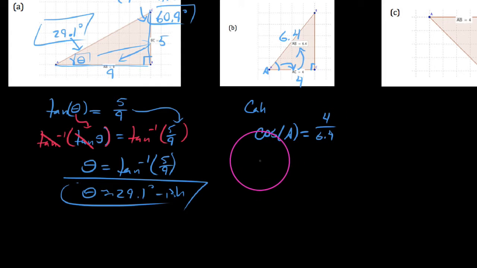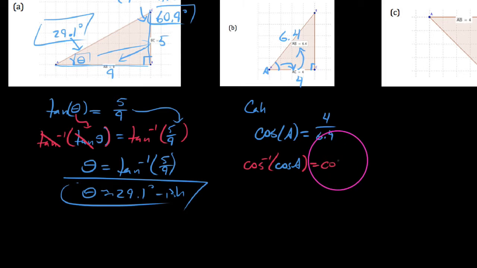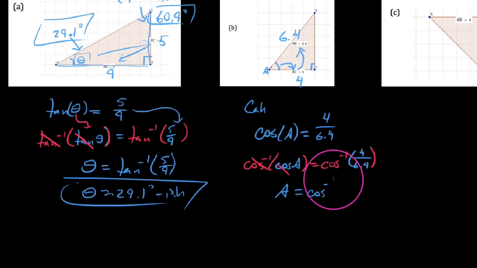So again, we could take the cosine inverse of both sides. We say cosine inverse of everything on the left, so cosine A, and that's equal to cosine inverse of everything on the right, which is 4 over 6.4. And then we could just evaluate this on the calculator. That is, the angle A is literally equal to the cosine inverse of this, or this is the same thing as saying, look, I am the angle that when you take the cosine of me, you get 4 over 6.4.